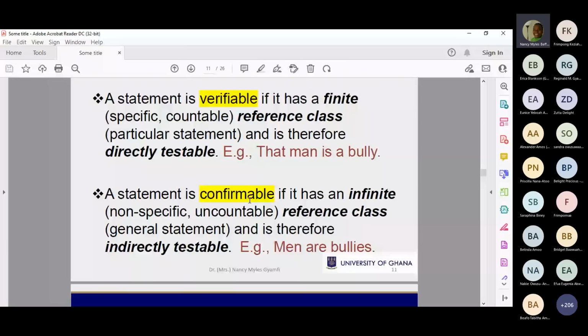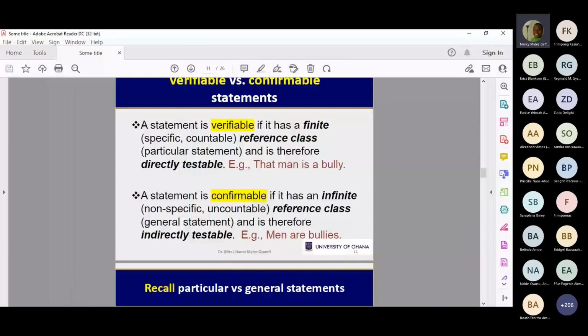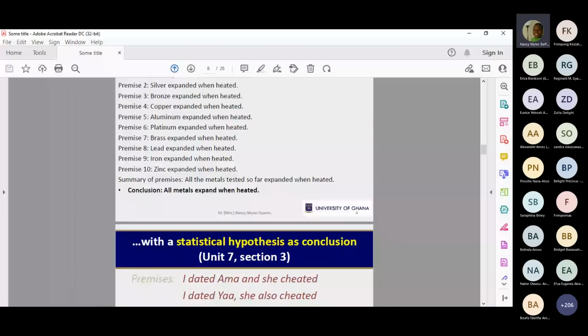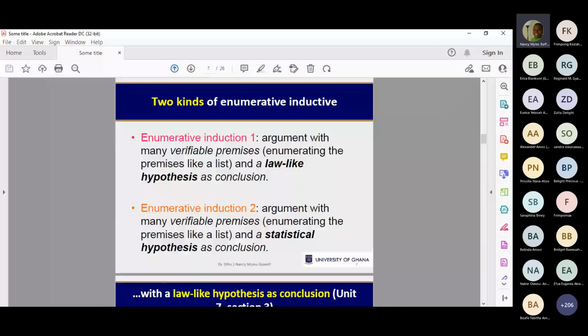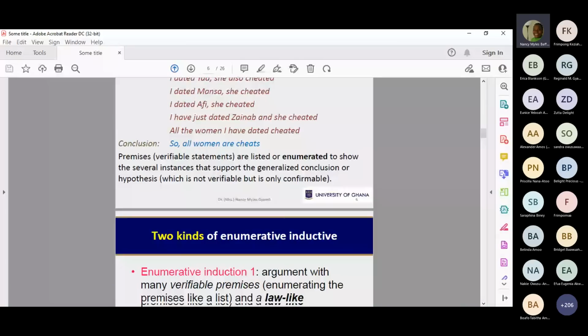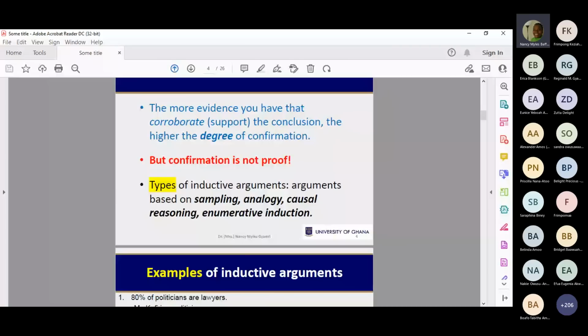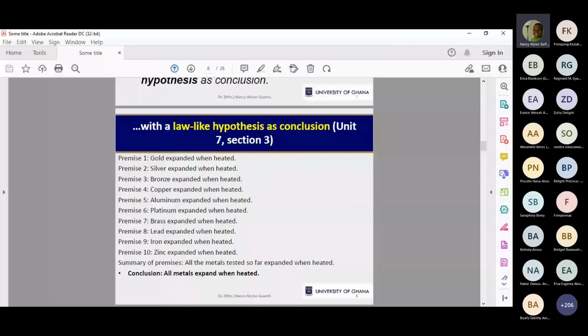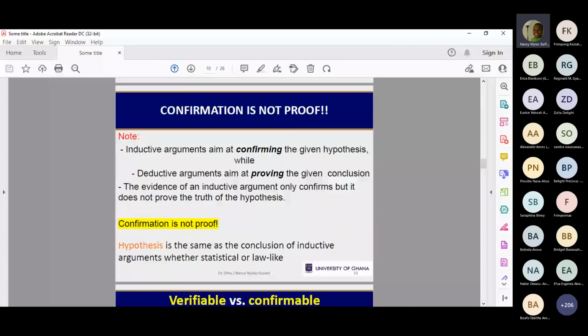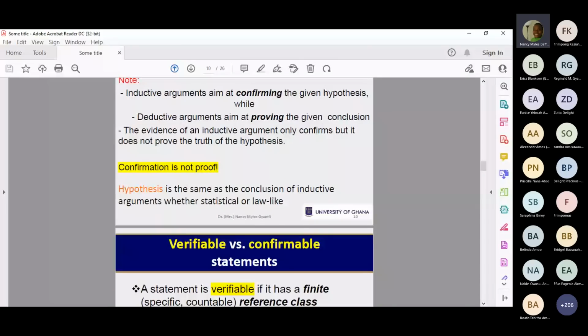And so if you got this distinction, let me see if I've left something at the top there, then we'll move on. Quickly. So you know the 2 types of enumerative induction, the one that ends with what? Law-like hypothesis, we said that already, and then the one that ends with statistical hypothesis. We saw some examples. Then we looked at why confirmation is not proof. We contrasted it with deduction, where if your conclusion is a valid deduction, it will be a proof. We've seen all that already.